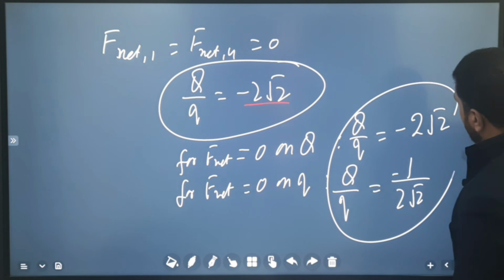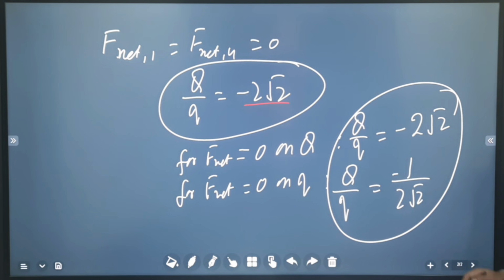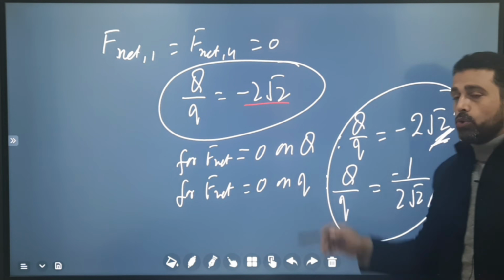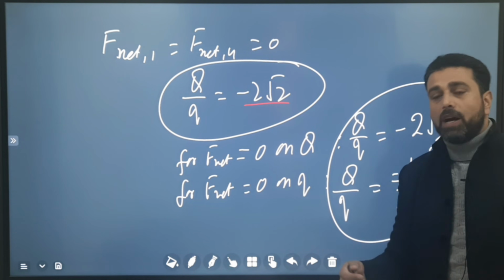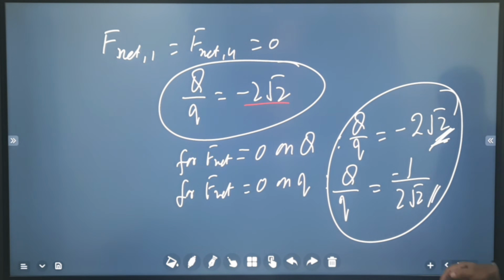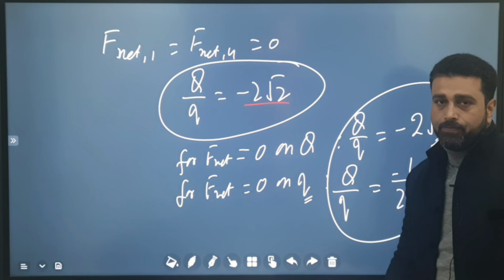The conditions are not the same. You can either come up with this condition or come up with this condition. If you come up with this condition, Q by q is equal to minus 2 root 2, then capital Q is going to be in equilibrium. That means particle 1 and 4 are going to be in equilibrium. Or you can come up with this condition, then small q will be in equilibrium.